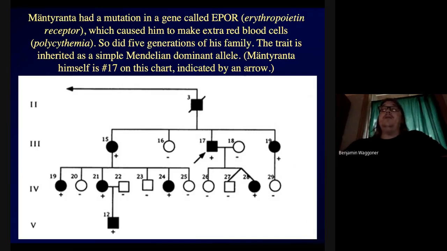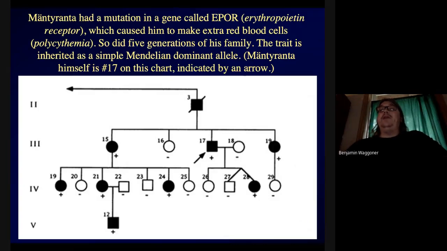This is part of his pedigree chart. Hopefully you remember how to do pedigree charts after doing Lab 5. Montiranta himself is at number 17, and you can see there's an arrow pointing to that square that's filled in. The fact that it's filled in means that Montiranta had this trait of making extra red blood cells, right? Number 18 is his wife. She's a circle because she's female, and she's not filled in because she doesn't have extra red blood cells.